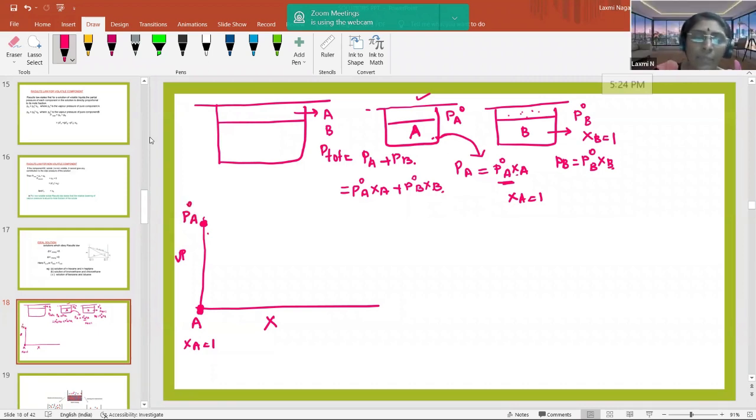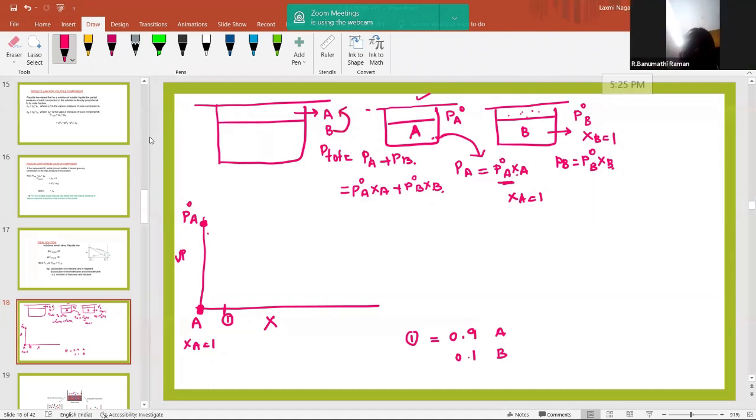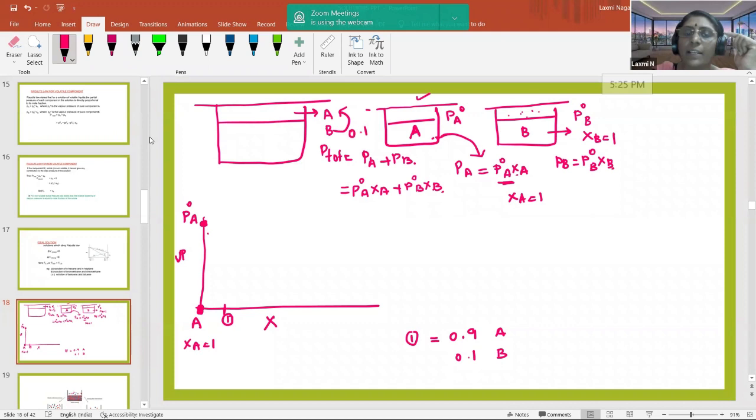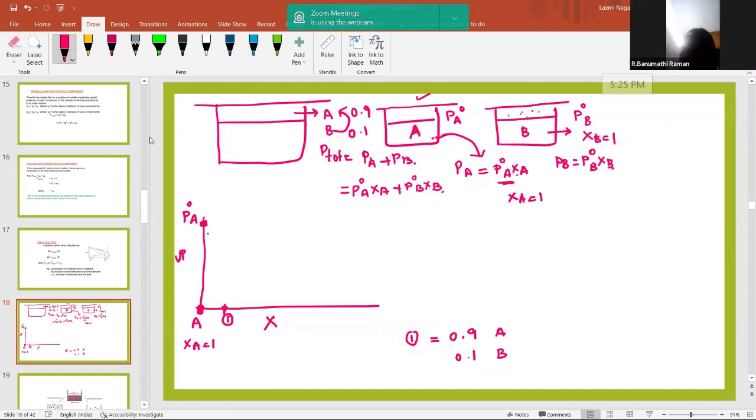Yes. So let me move ahead, and this is a new composition. Let us say this is 0.1. What is this composition? Let us say 0.9 of A and 0.1 of B, in mole fraction. So that means I have added some B to A. How much B? 0.1. How much A? 0.9. Okay.